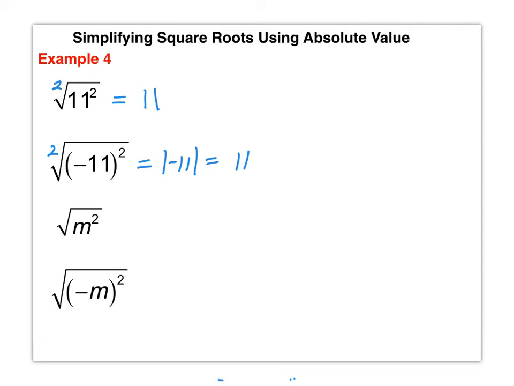The square root of m squared, we can write this as the absolute value of m. And the square root of negative m quantity squared can also be written as the absolute value of m. Whenever you're taking an even root, your answer is going to be an absolute value or positive.